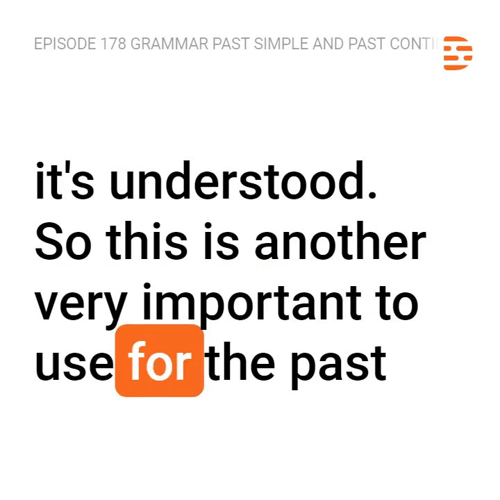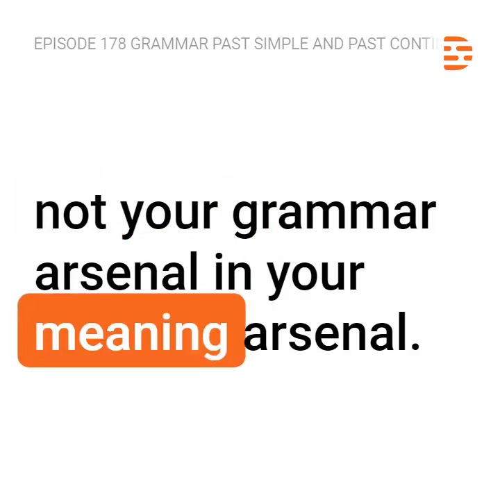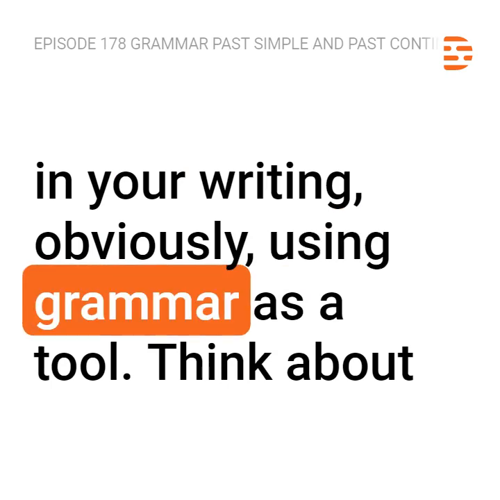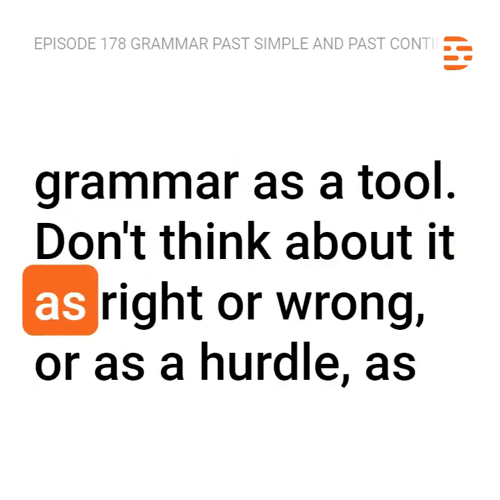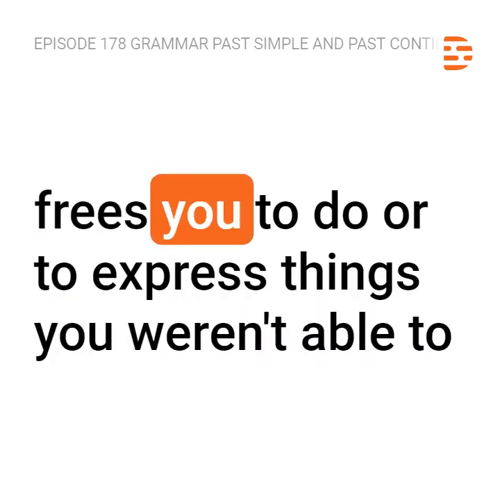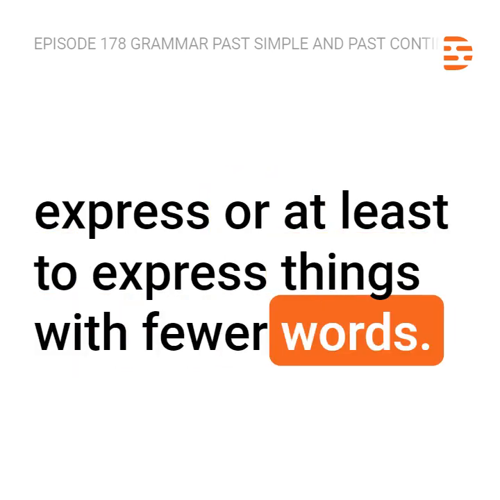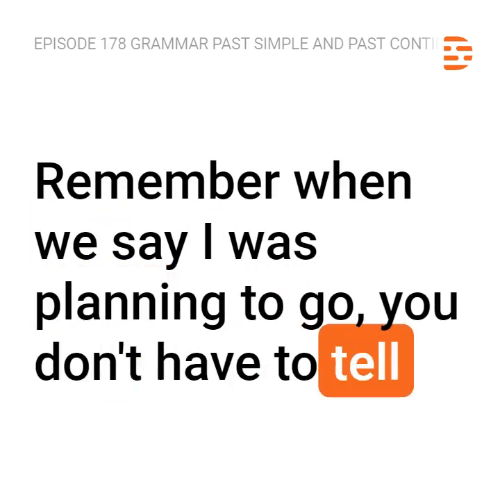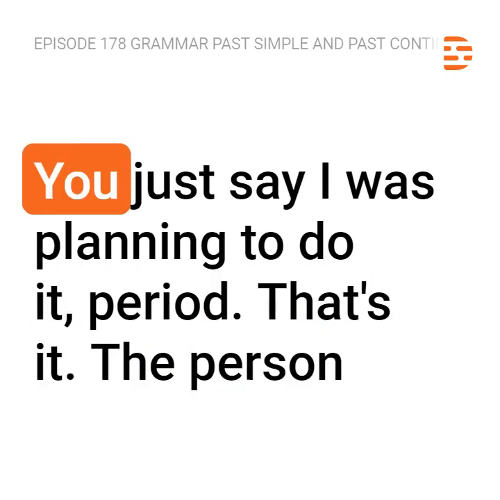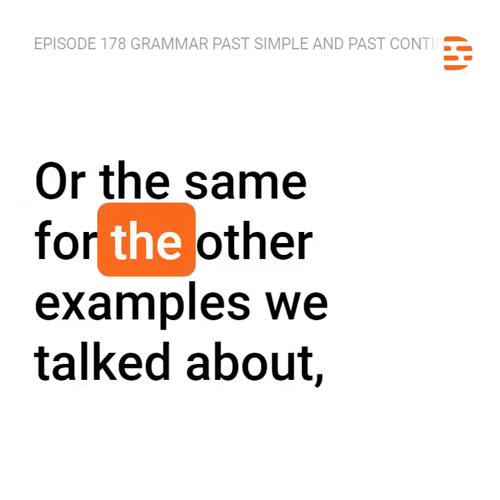So, this is another very important use for the past continuous that you can add to your arsenal, not only your grammar arsenal, but your meaning arsenal. Now you can express more meanings in your conversation or in your writing, obviously, using grammar as a tool. Think about grammar as a tool. Don't think about it as right or wrong or as a hurdle, as an obstacle. It is not an obstacle. Actually, grammar frees you to express things you weren't able to express, or at least to express things with fewer words. Remember, when we say I was planning to go, you don't have to tell me I was thinking about it and I had my plans to do this, but then things happened and I couldn't do it. You don't have to say all that. You just say I was planning to do it, period. That's it. The person who's listening to you will understand that you didn't do it. Or the same for the other examples we talked about.